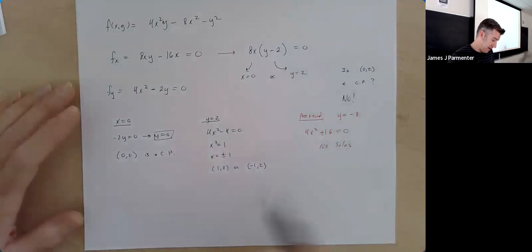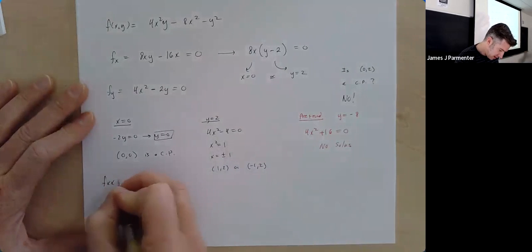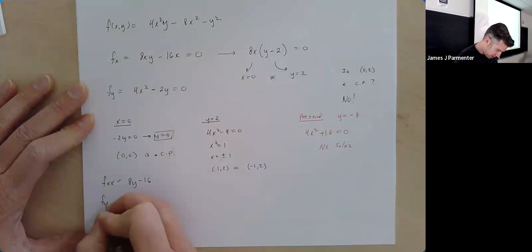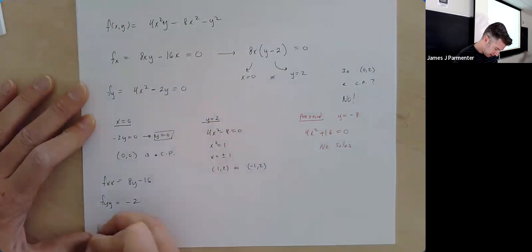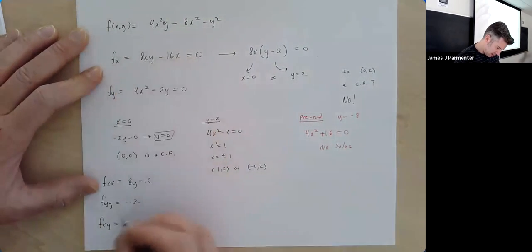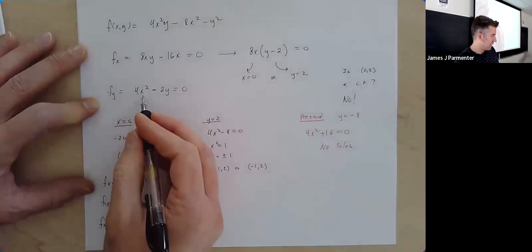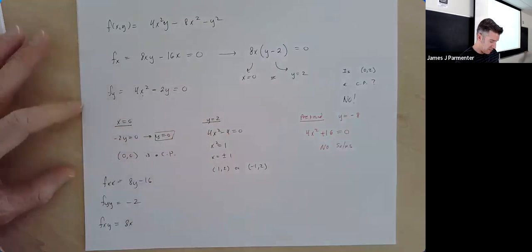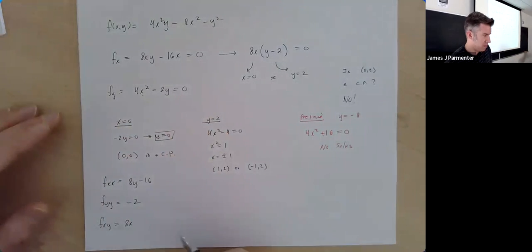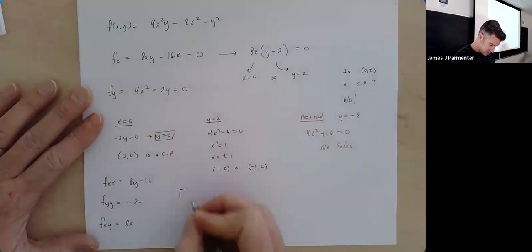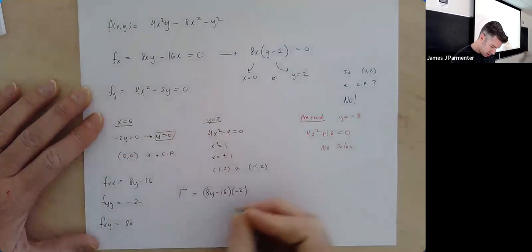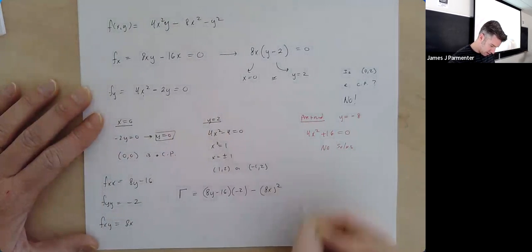So then we're going to test these. We're going to find gamma, my favorite. fxx is going to be 8y minus 16. fyy is going to be negative 2. And fxy is going to be 8x. Yep, that checks out. And fyx is also 8x. I do like to check the other one just to make sure that they're the same. If they're not the same, I should definitely go back and recheck my work because something's going on there. They should be the same. So then gamma is going to be 8y minus 16 times negative 2 minus 8x quantity squared.